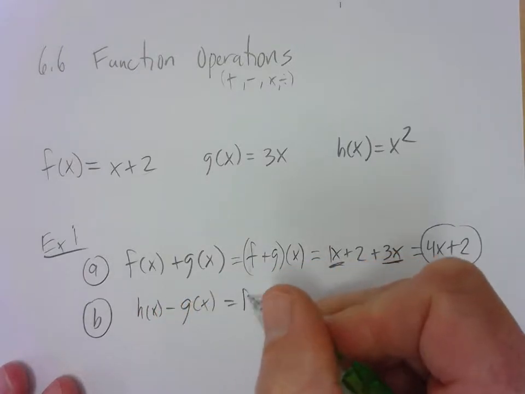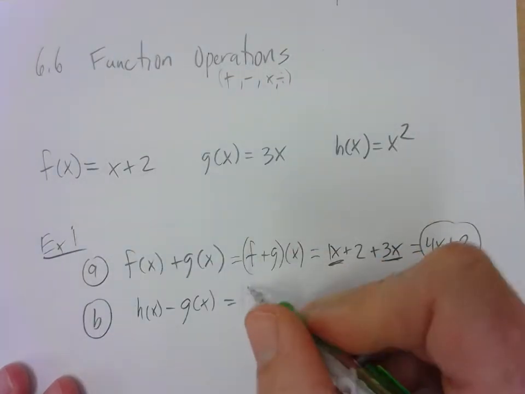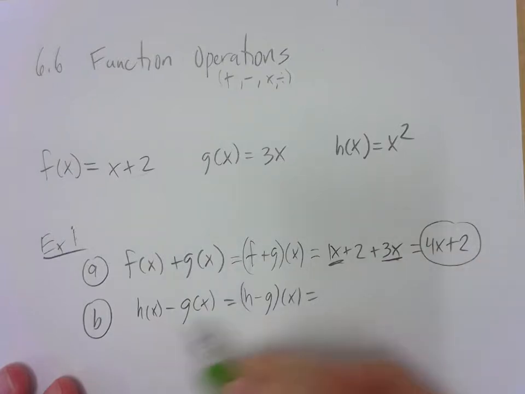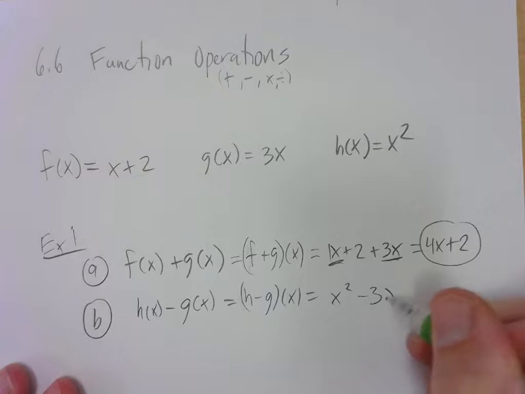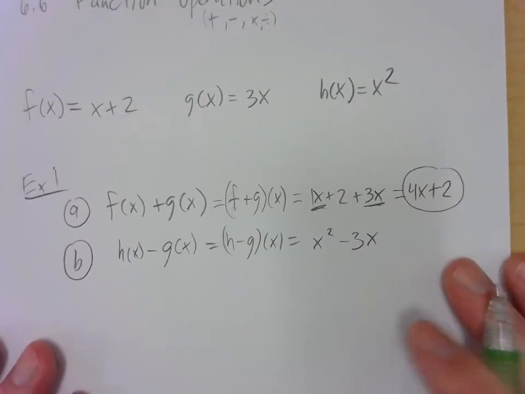B, you could subtract two functions, h of x minus g of x. Also could be noted as h minus g of x. So you write down the h function, which is x squared. You write down the g function and subtract it, and that would actually be the answer because there's no like terms here.